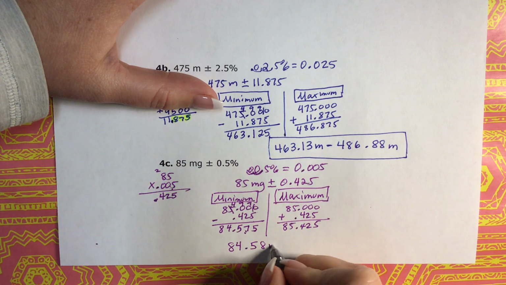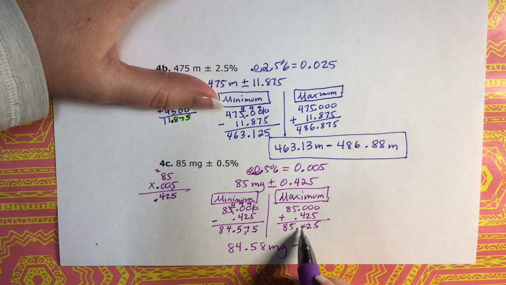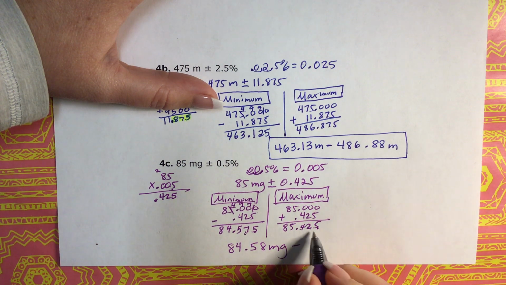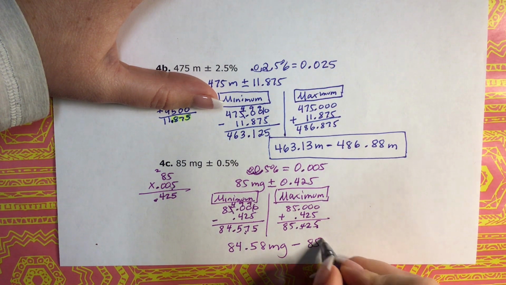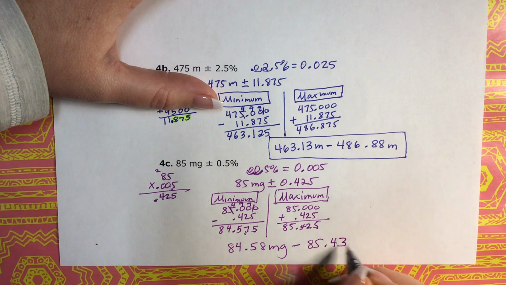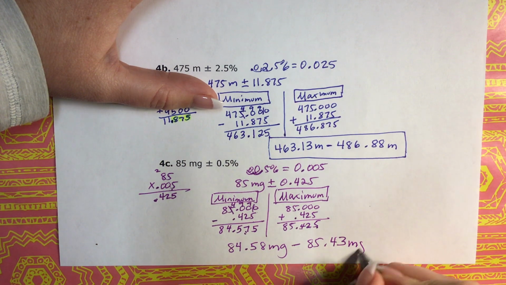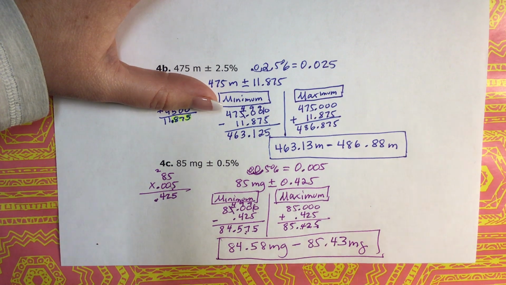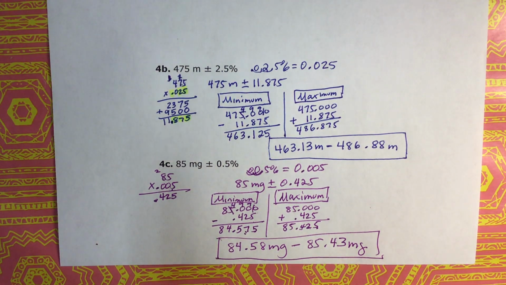84.58 milligrams to tenths, hundredths, thousandths. Okay, so this is going to round that up to a 3. 85.43 milligrams. So if you got that answer, awesome job.